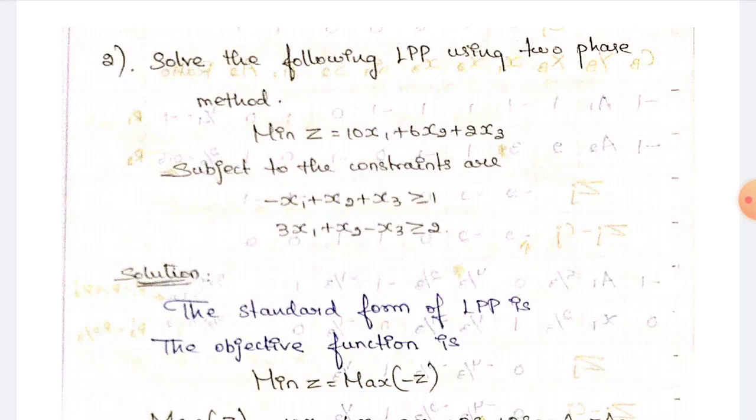You know that in the Big M method the coefficient of the artificial variable will be minus M. In the two-phase method the coefficient of the artificial variable will be minus 1. So subject to the constraints will be like this: minus x1 plus x2 plus x3 minus s1 plus a1 is equal to 1. Similarly, the second constraint is 3x1 plus x2 minus x3 minus s2 plus a2 is equal to 2.